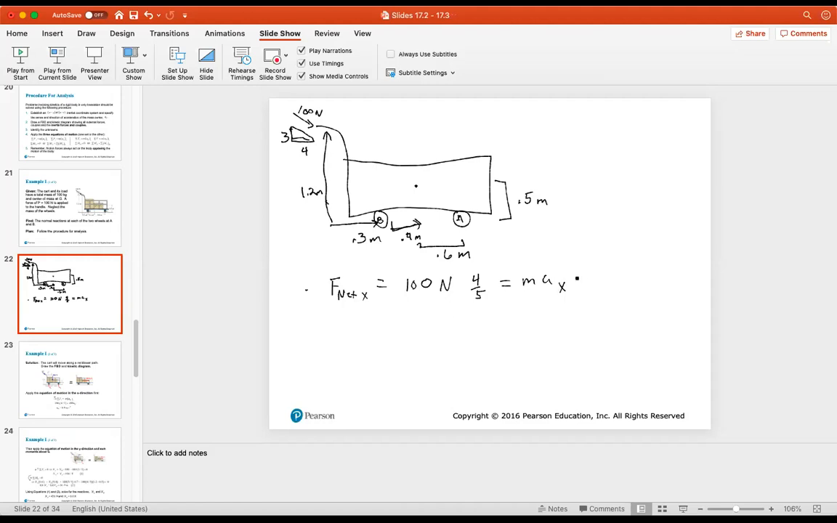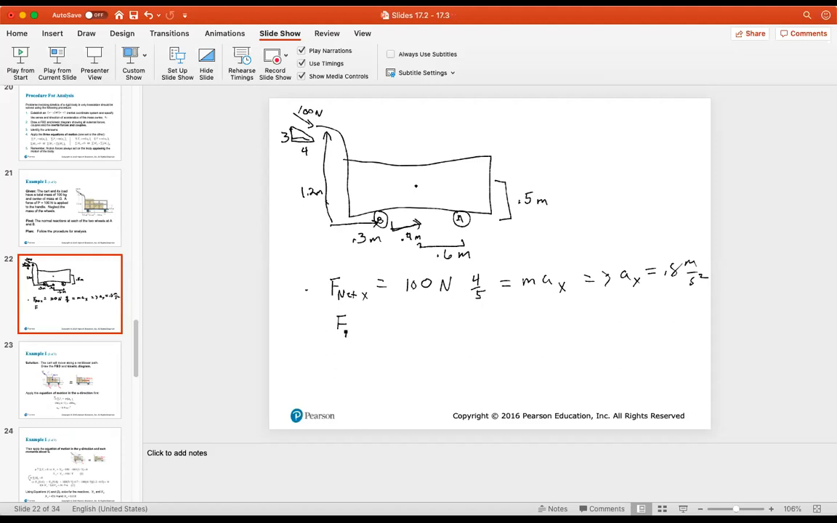So that's going to be, for the mass was 100 kilograms. So this will be AX is 0.8 meters per second squared. Okay, so there's that. Mass for that wasn't too hard to find.